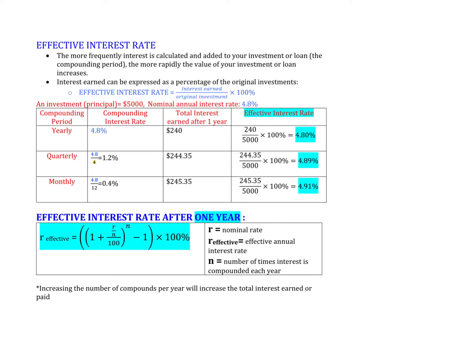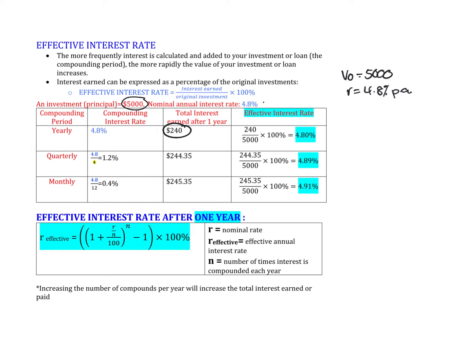Looking at this next page, we took an example where they invested $5,000. So we had an original amount invested of $5,000 and they paid 4.8 percent per annum. What happens if at the end of 1 year you just had it annually, a yearly compound? You would get $240 in interest. That's how much extra you'd get.